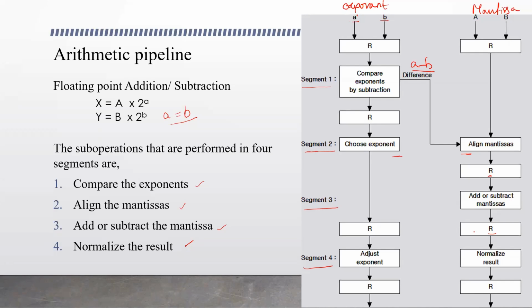Now we need to normalize the result, the final sub operation performed in segment 4. If the digit before the decimal point is not 0, we shift right, or if the digit after the decimal point is 0, we shift left, and accordingly adjust the exponent. This way we normalize the result, and the final mantissa will be stored in register R, and the final exponent in register R here. So this way we get the final result of this floating point addition or subtraction.